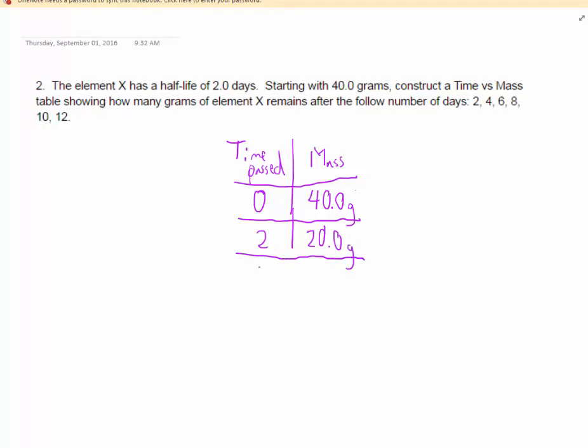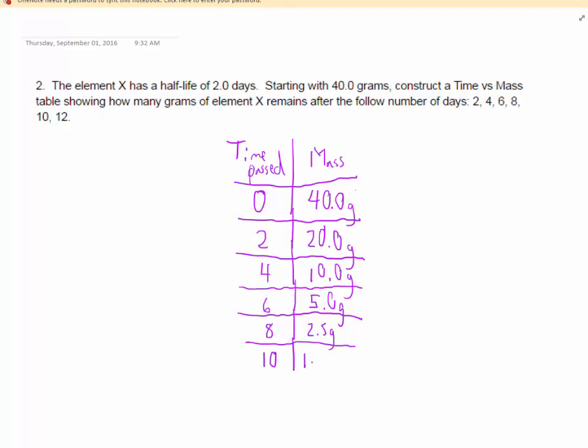And then another half-life would go by, which would put us at 4 days, and our mass would get cut in half. And then another 2 days, which is one half-life, goes by, and that would put us at 6 days, and our mass gets cut in half. And another 2 days, or one half-life, goes by, putting us at 8 days that have passed, and our mass gets cut in half again to 2.5. Another 2 days goes by, which is a half-life, and so now we're at 10 days, and our mass gets cut in half.